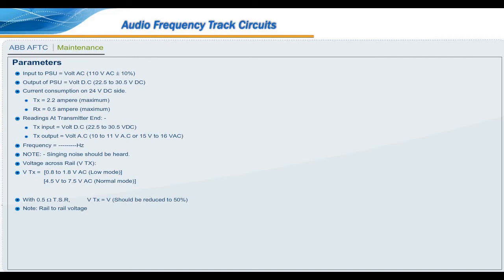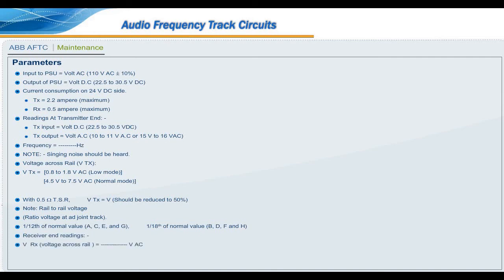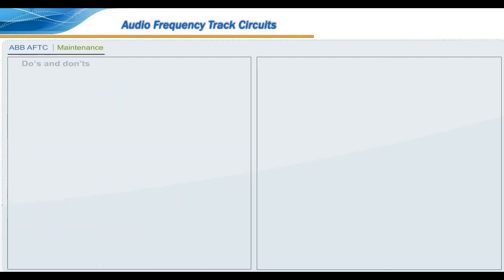Note: rail to rail voltage. Ratio of voltage at adjoining track is 1/12th of normal value for A, C, E and G, and 1/18th of normal value for B, D, F and H. Receiver end readings: VRX, voltage across rail, measure the voltage AC, 0.5 to 0.8 volt for low mode, 0.4 to 1.6 volt for normal mode.